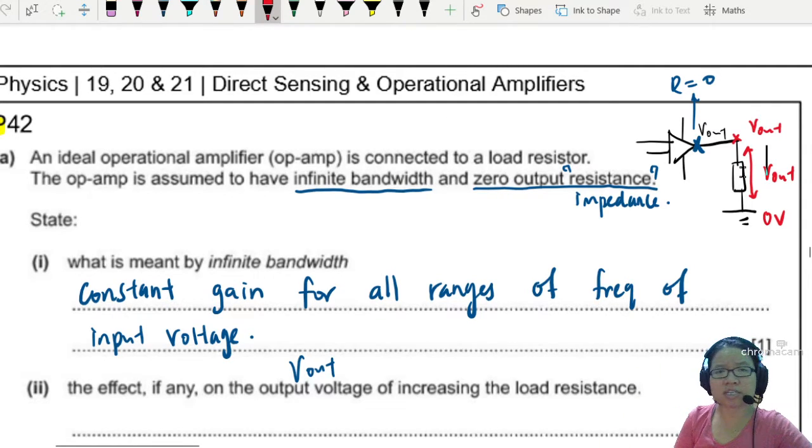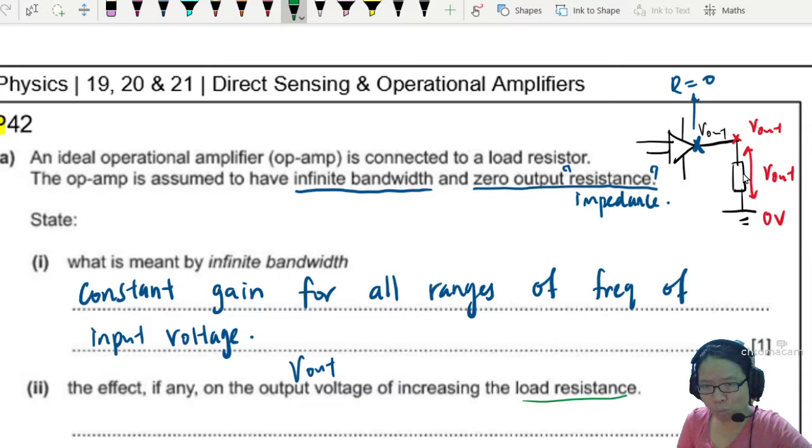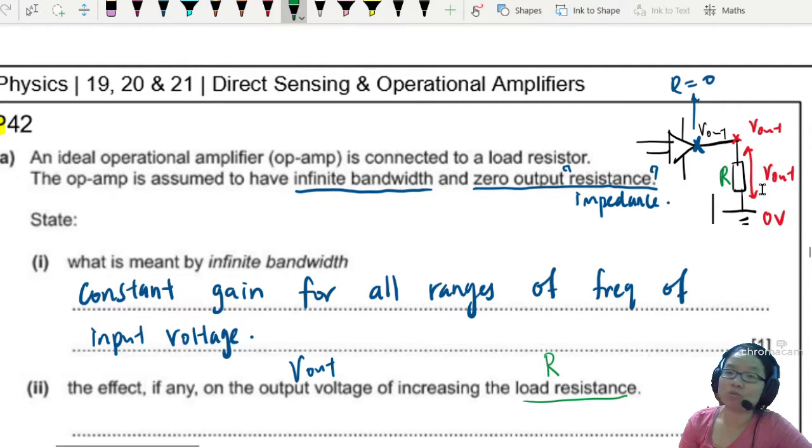So if you increase this load resistance, I'm just going to label this load resistance. Load resistance. This is R. So if you increase this R, will you change your V out? Well, my friend, you say no.